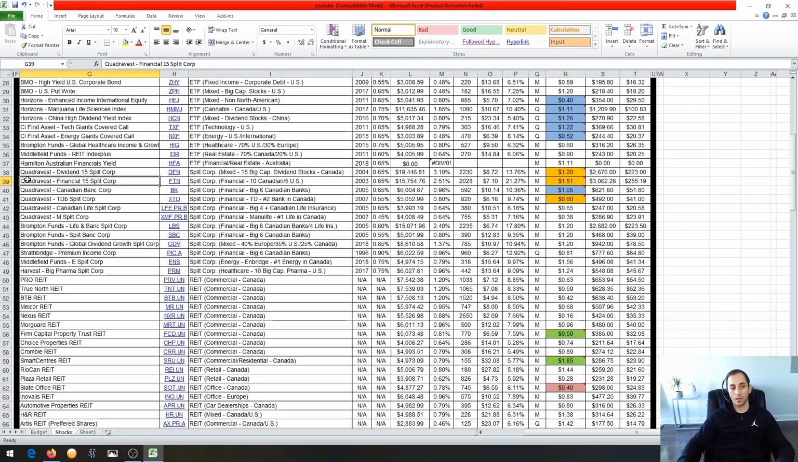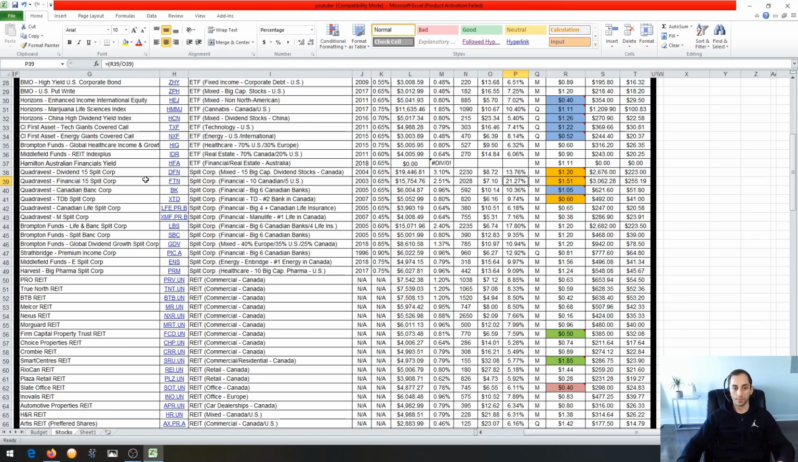The next one, also from the same company, is called Financial 15 Split Corp. Just like the name says, it has 15 financial companies, 10 in Canada and 5 in the US. This one also has a humongous yield, even more than the other one, except they've missed a few. I've had this one for about 3 years and they missed only three times. In my personal opinion, it's very much worth the trade-off of sometimes missing the dividend, because you're still getting a 21% yield if they do give it.